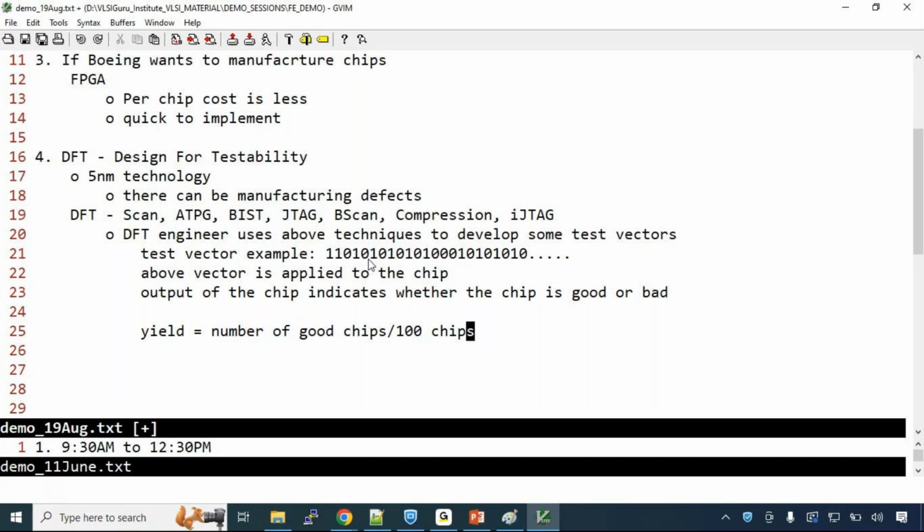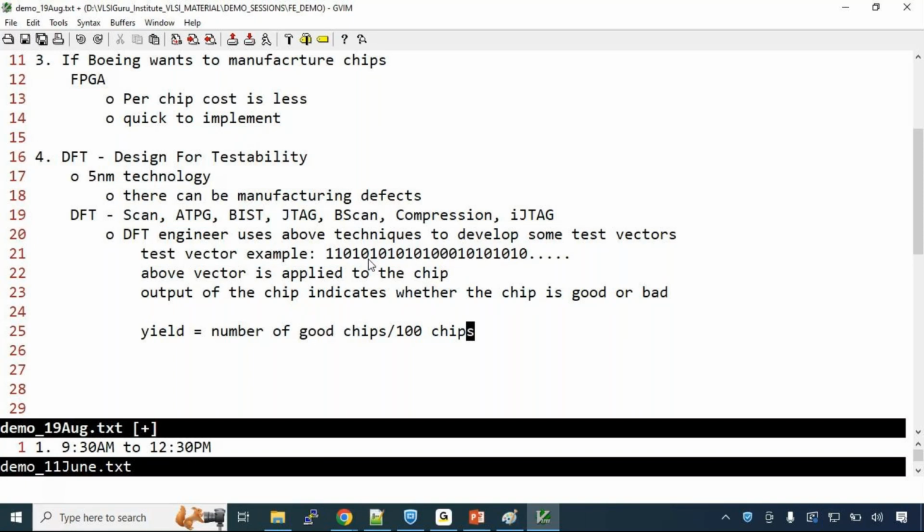So do you want a higher or lesser yield? Higher yield, right? 100% yield means every chip is good. 90% yield means out of 100, 90 are good, 10 are bad. So the DFT role is to figure out the 10 faulty chips. What is the role of a DFT engineer? To figure out which 90 are good, which 10 are bad.